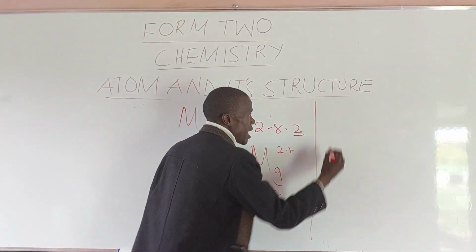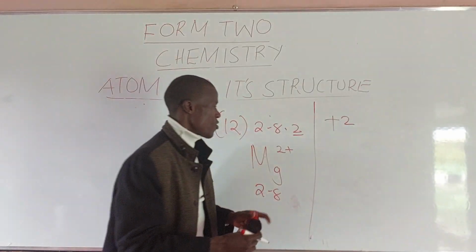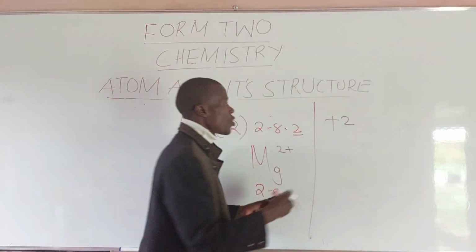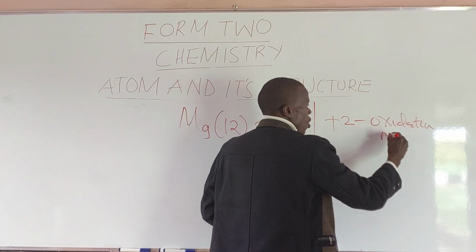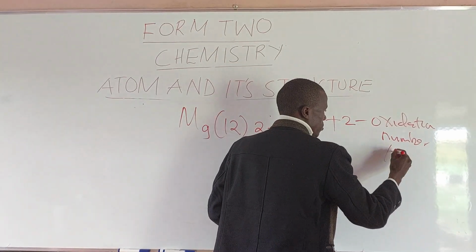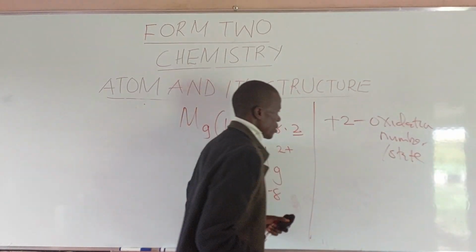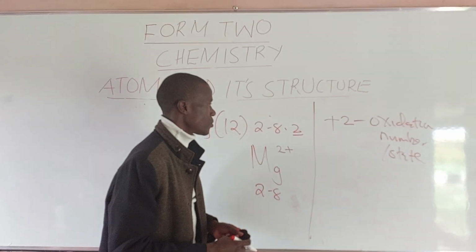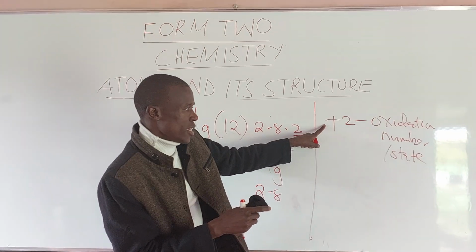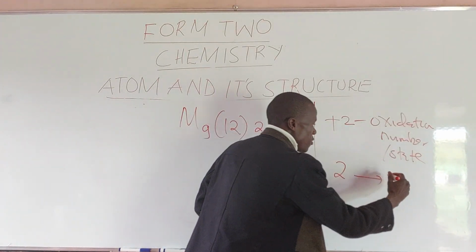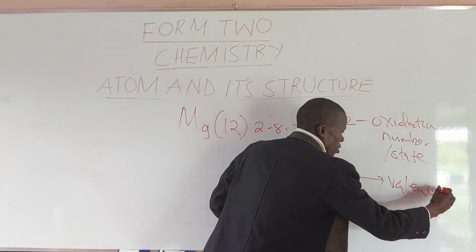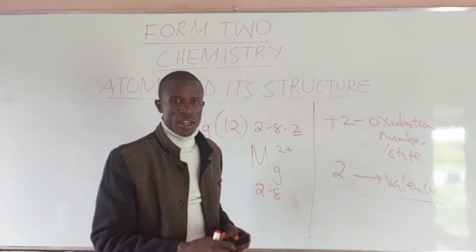When the sign comes before the number, it is now called oxidation number or oxidation state. When we omit the sign, we just write 2. This now is what we call valency or the combining power of an element.